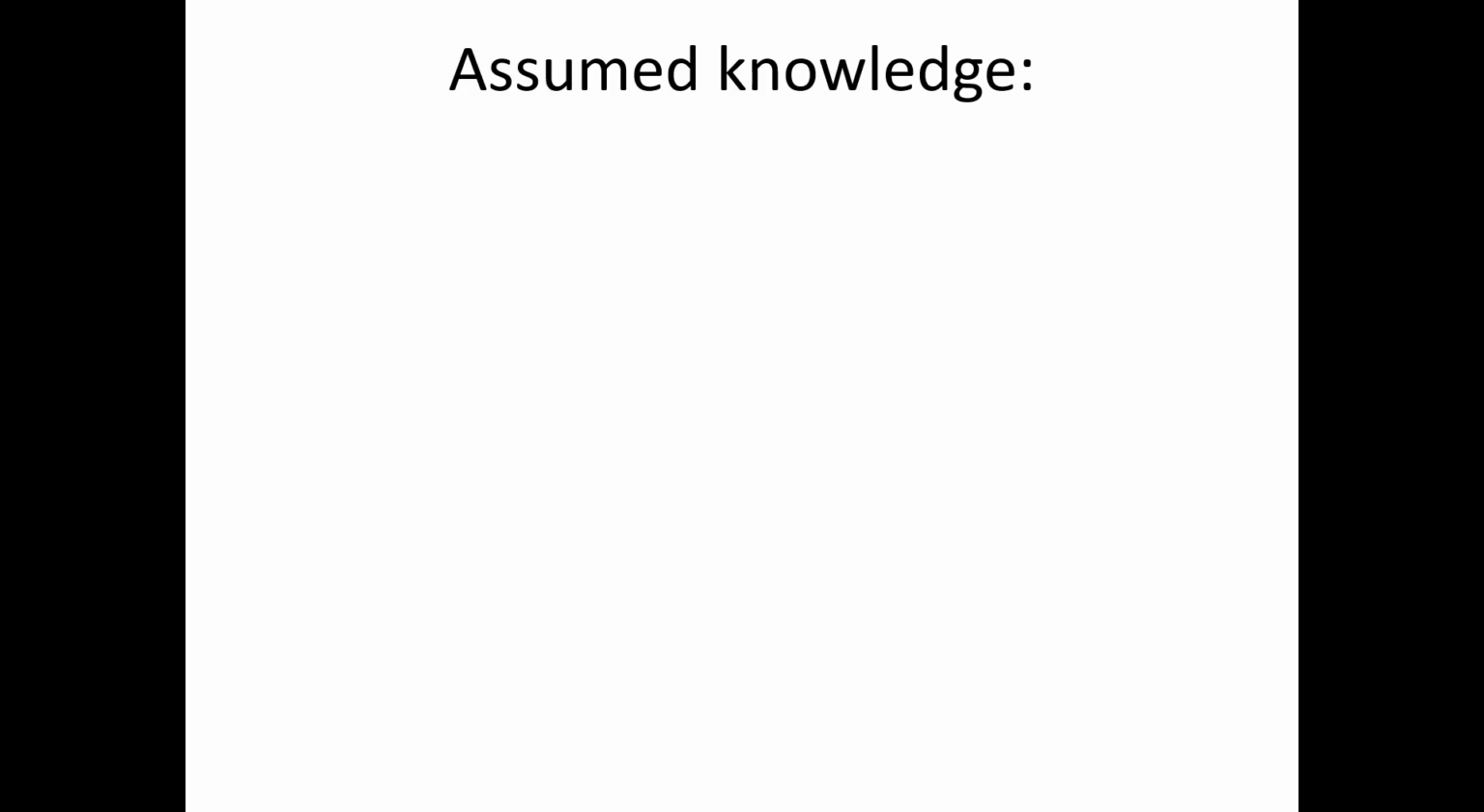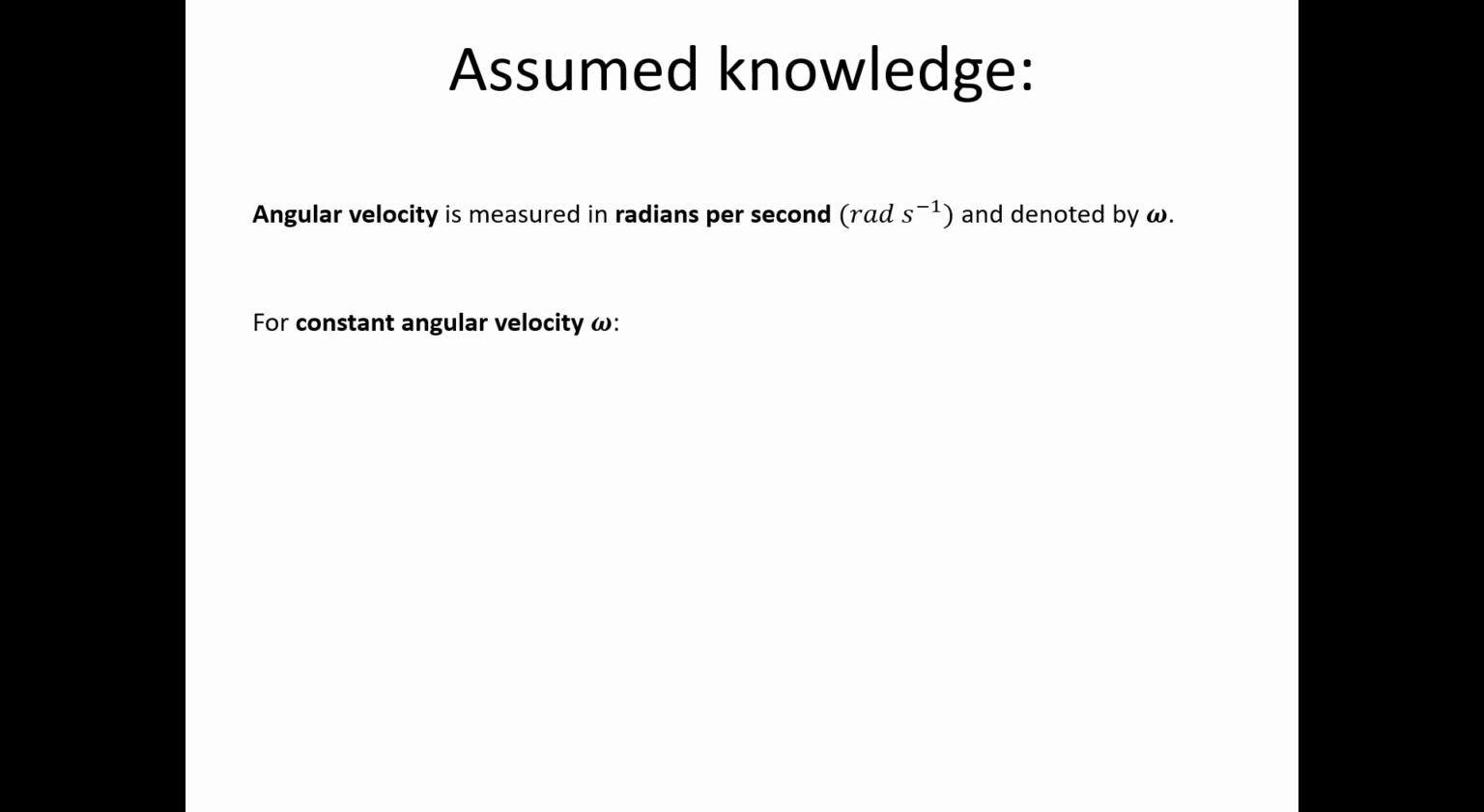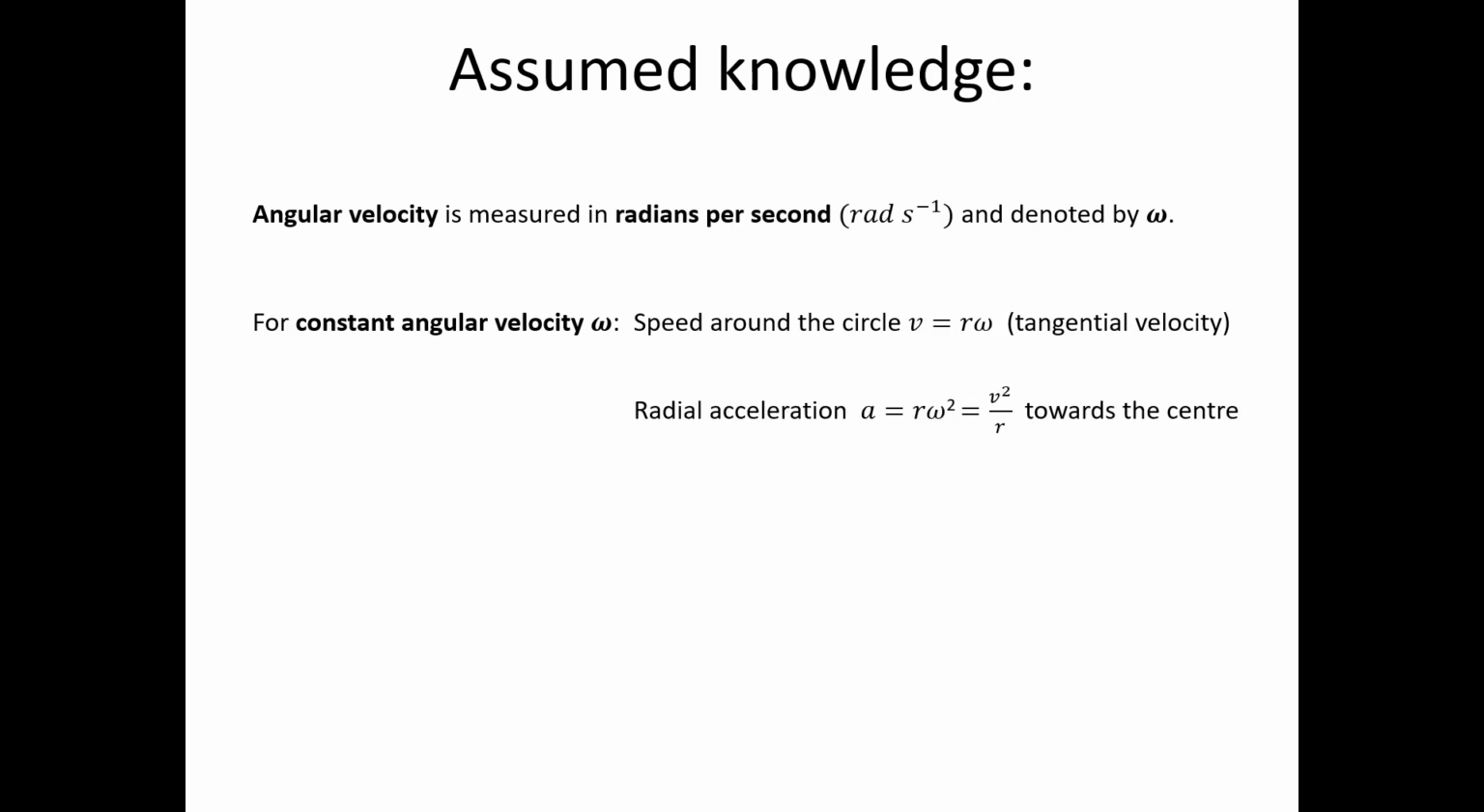Here is what I expect you to know going into this video. I expect you to understand that angular velocity is measured in radians per second and denoted by that Greek letter omega. I expect you to know that for constant angular velocity, the speed around the circle, or tangential velocity, is simply r omega. The radial acceleration is given in two forms, r omega squared or v squared over r, and the tangential acceleration is naught. We're talking about a constant speed around the circle, so there is no tangential acceleration.